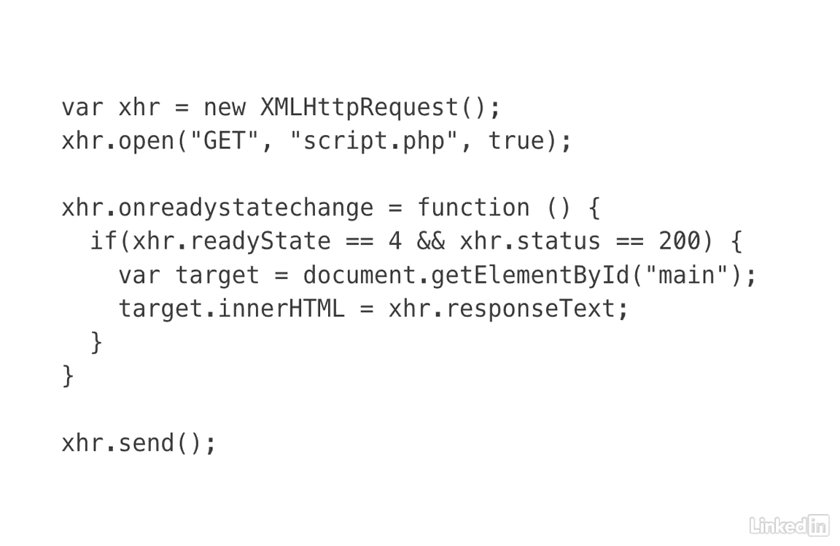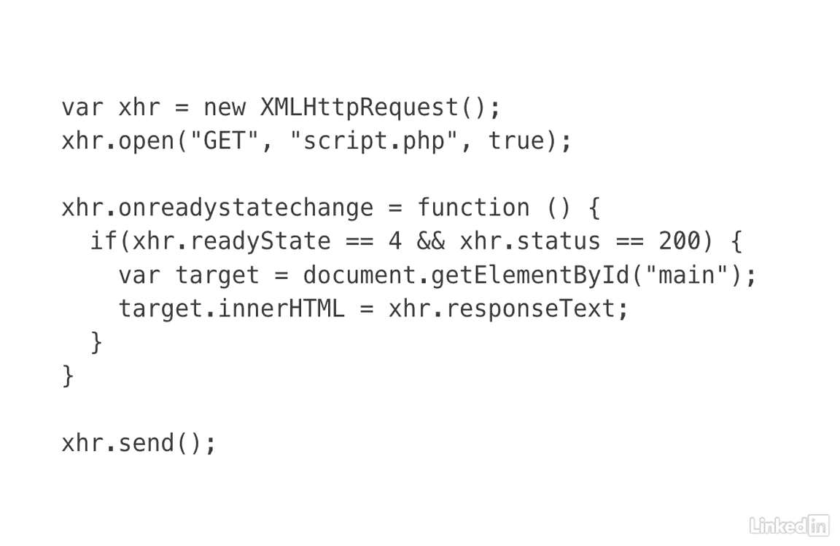Now, ready state will change. It'll go from 0 to 1 to 2 to 3 and finally 4. And each time it changes, it's going to call our function again. But our code is only going to do anything when we finally get to a ready state of 4. When it gets to 3, it's not going to do anything.